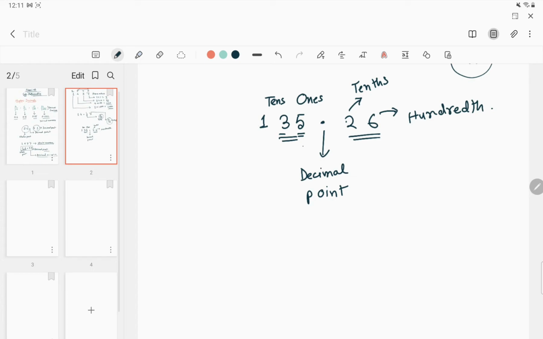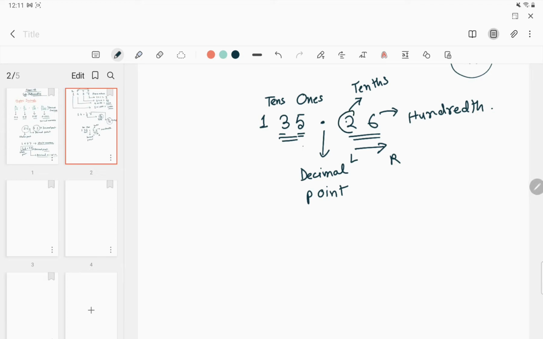So when we are moving from left side to right side before the decimal places, it will be bigger, 10 times bigger. But when you are moving from left side to right side after the decimal point, every digit will be 10 times smaller.